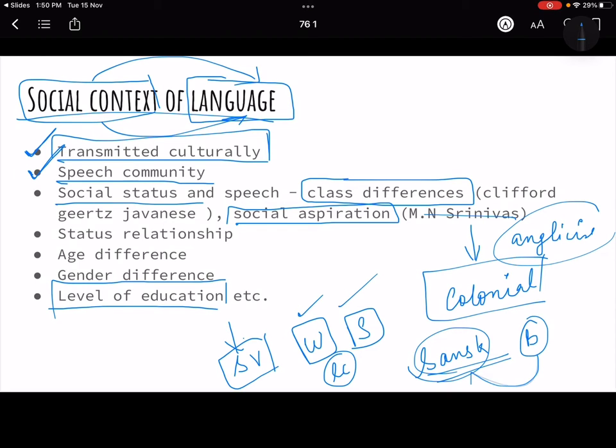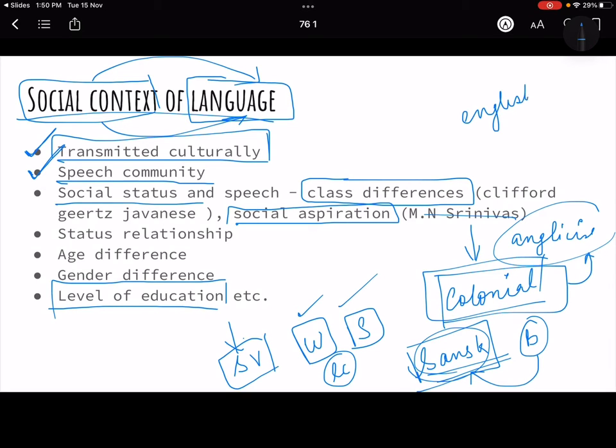And they used to use Sanskrit. So because they wanted to achieve that social status in the group or in the community or the society, their aspirations were to improve their ranking in the society. So they also started to use Sanskrit, and they also started to use English in the times of colonial rule. So this is how social aspiration also changes or influences your language, because you want to attain a higher social status.